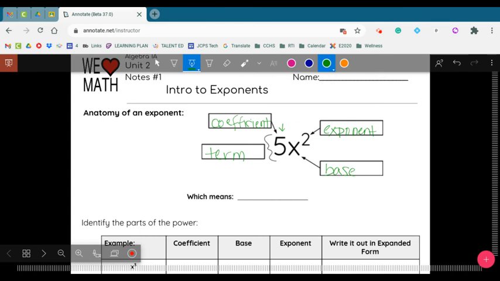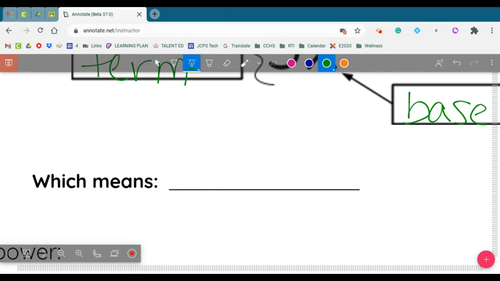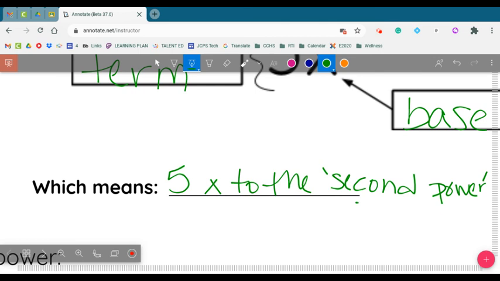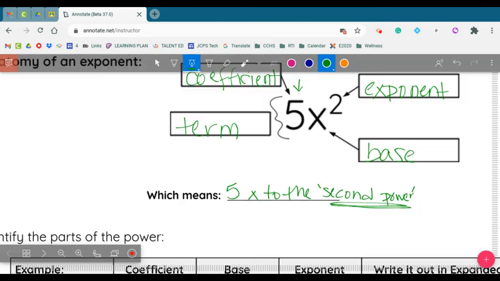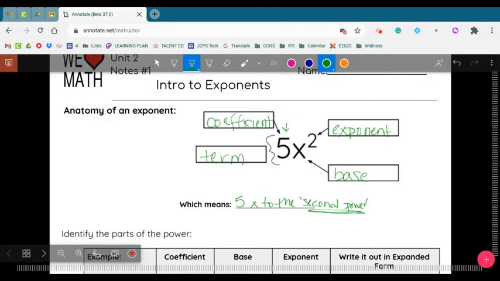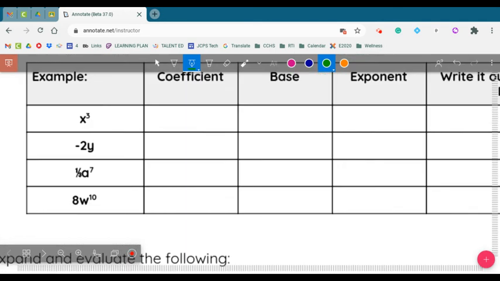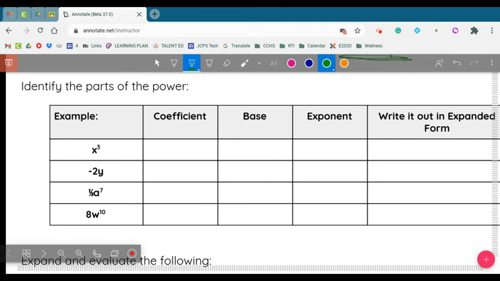So what does this mean? This means we have 5x to the second power. So the second power is the important part because that is what our exponent is representing, that second power. Now, if it was 3, it'd be 5x to the third power. So let's go over the anatomy and think about what this means.